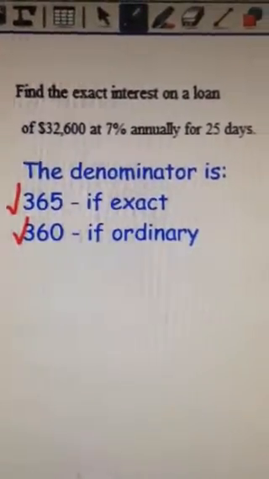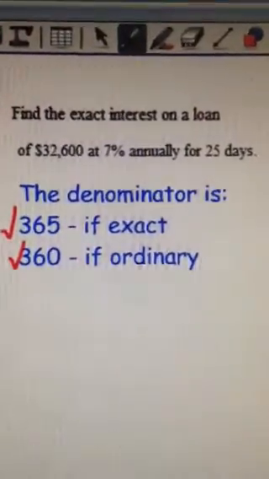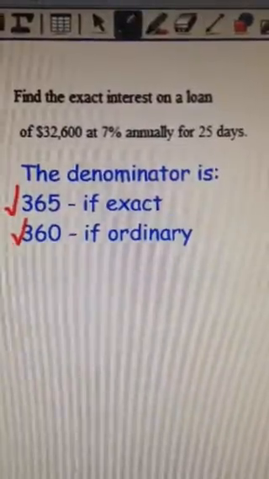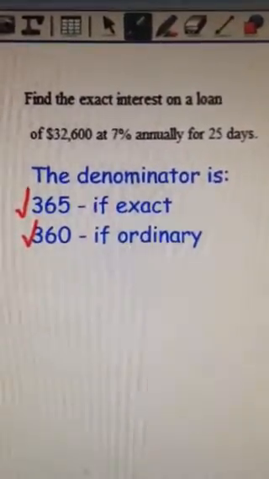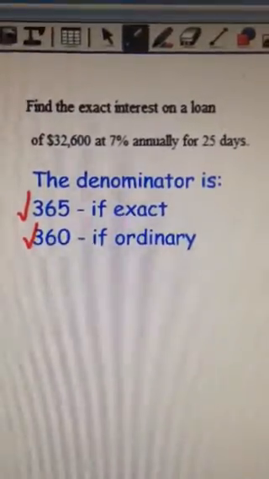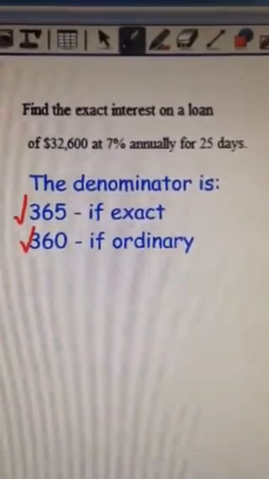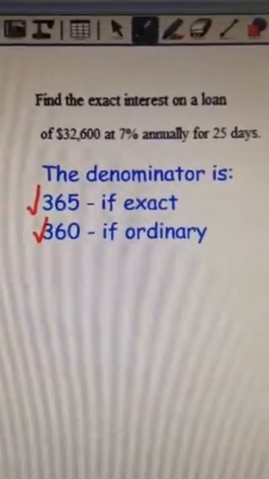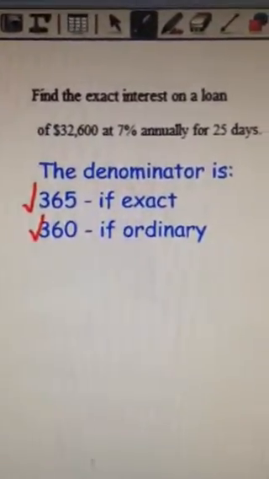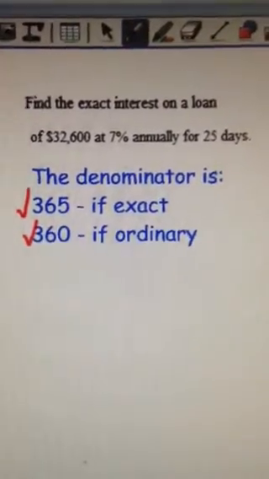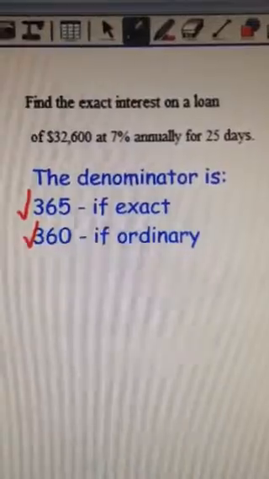Find the exact interest on a loan of $32,600 at 7% annually for 25 days. If the days are not given to you, you must use your sequential numbers table located in your ebook to find the number of days. But here we can plug everything into our simple interest formula.